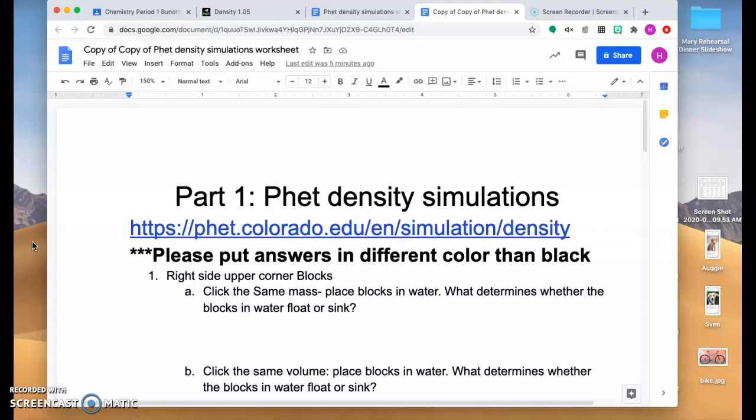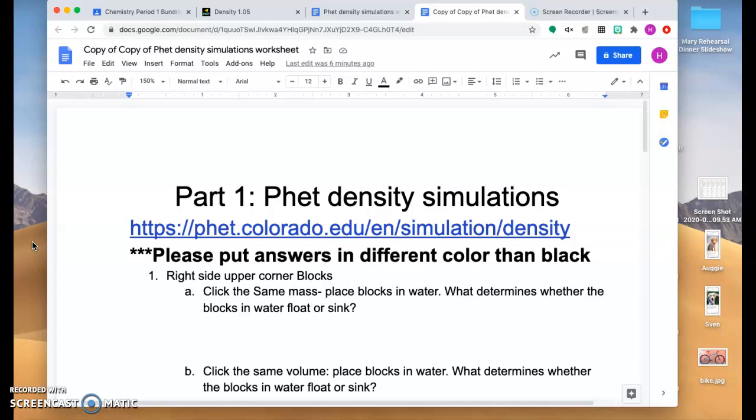We also talked about density in terms of compactness of mass. So if mass is tightly packed or squished into a little bit of space, then it's going to be more dense. If it's spread out a little bit over a large area, then it's going to be less dense.